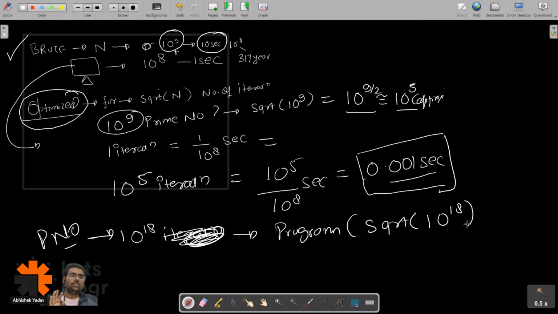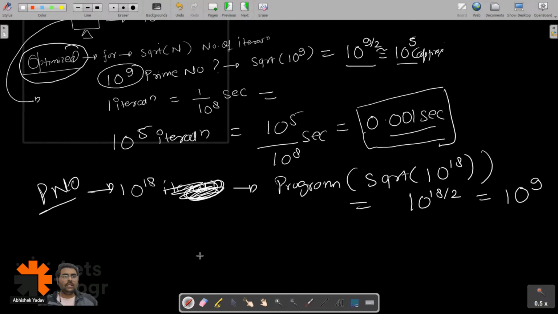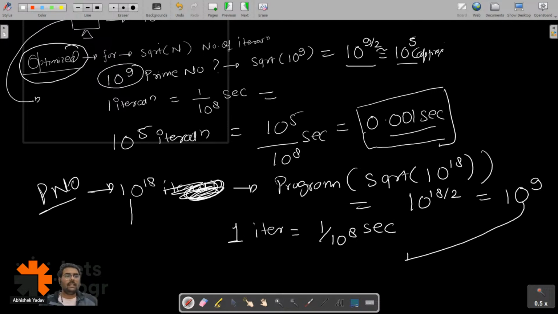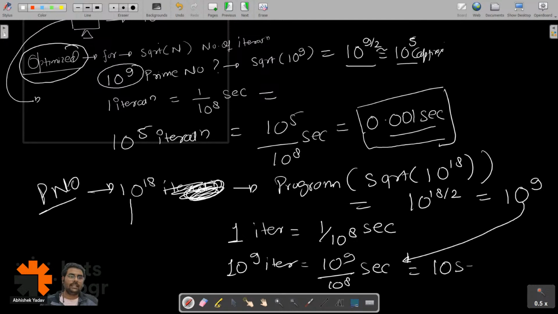So here I will pass 10 to the power 18, and what I will get? 10 to the power 18 divided by 2, right? This will be equal to 10 to the power 9, right? So now you are saying that to check whether 10 to the power 18 is a prime number or not, I know one iteration is equal to 1 divided by 10 to the power 8 second, right? So 10 to the power 9 iterations will be equal to 10 to the power 9 divided by 10 to the power 8 second, that will be equal to 10 seconds, right?